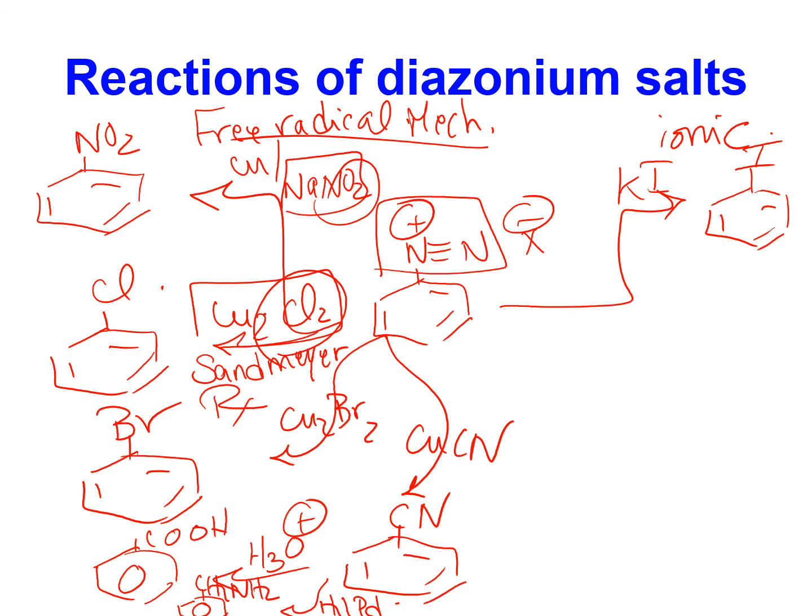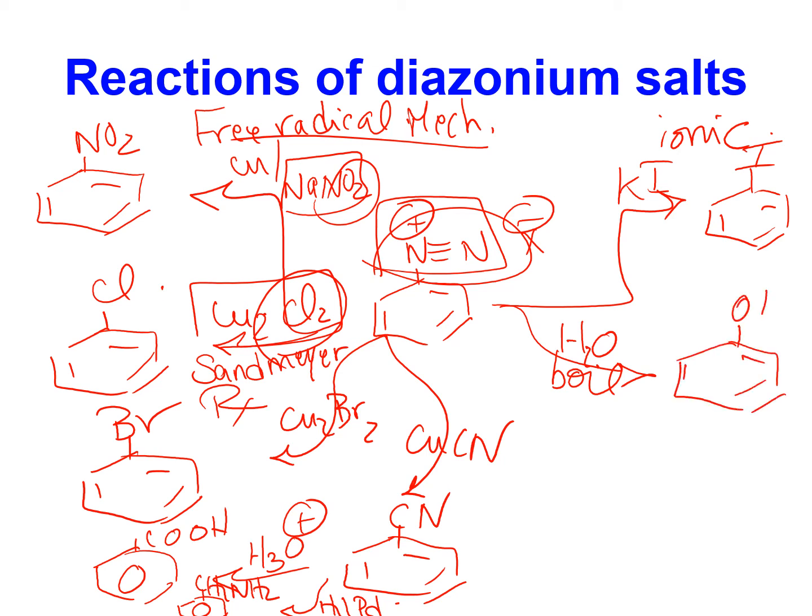You have another reaction, which is that you can boil these compounds with water. Remember that these compounds are unstable, and we are always cooling them. We're using ice, and we're reacting them at 0 to 5 degrees centigrade. So it's very easy to lose the nitrogen as nitrogen gas. Accordingly, if you just boil them with water, you will remove the diazonium and add the OH of the water, so you have just prepared phenols.